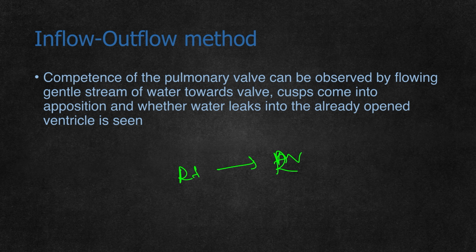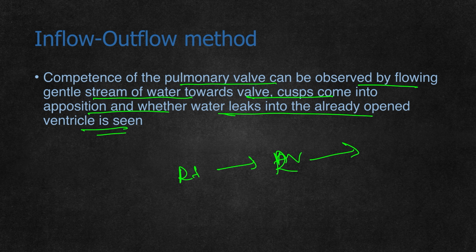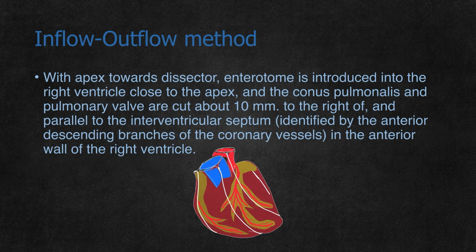From the right ventricle it goes to the pulmonary arteries. The competency of the pulmonary valves can be observed by flowing a gentle stream of water towards the valve. The cusps come into apposition, and we see whether water leaks into the ventricle. So if we want to know whether the valves are functional, water can be poured onto the pulmonary valves, and if the water doesn't leak through, it indicates that the pulmonary valves are intact.